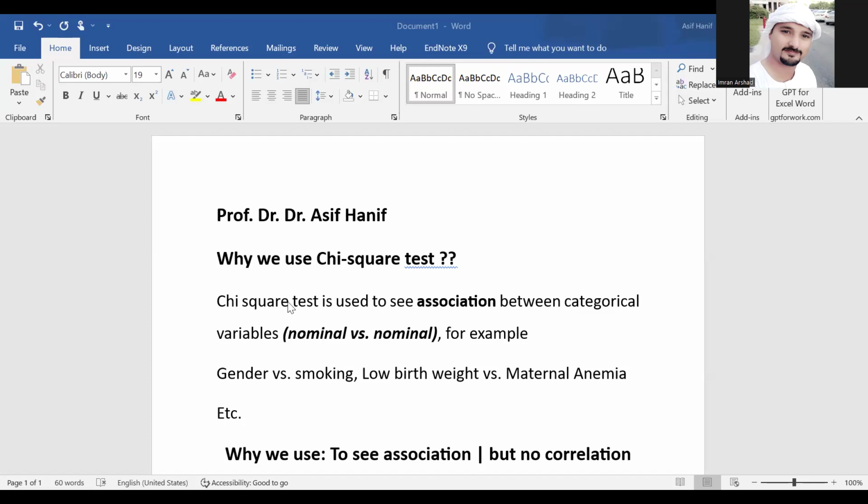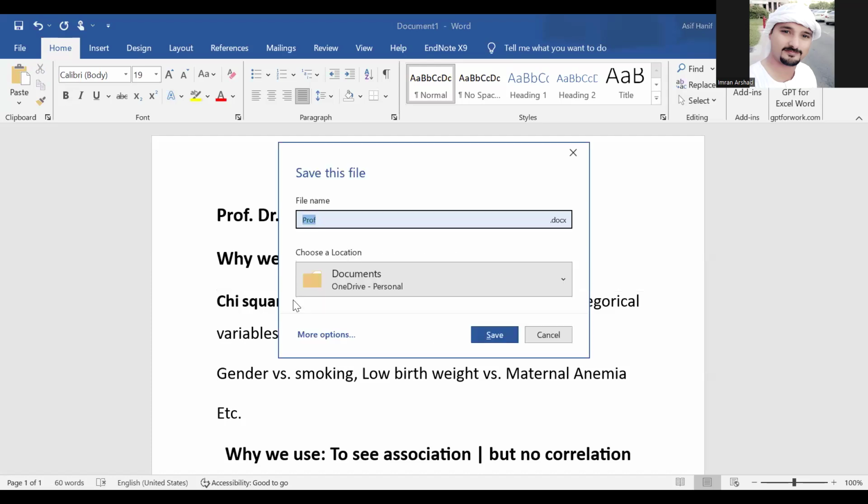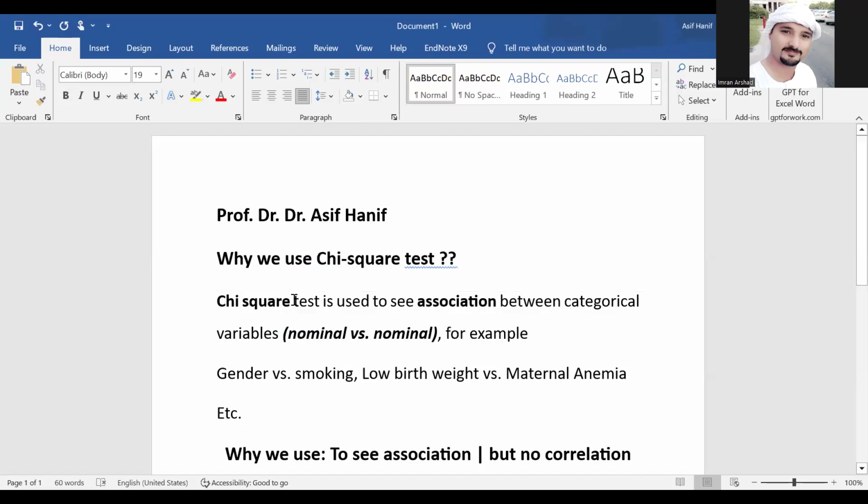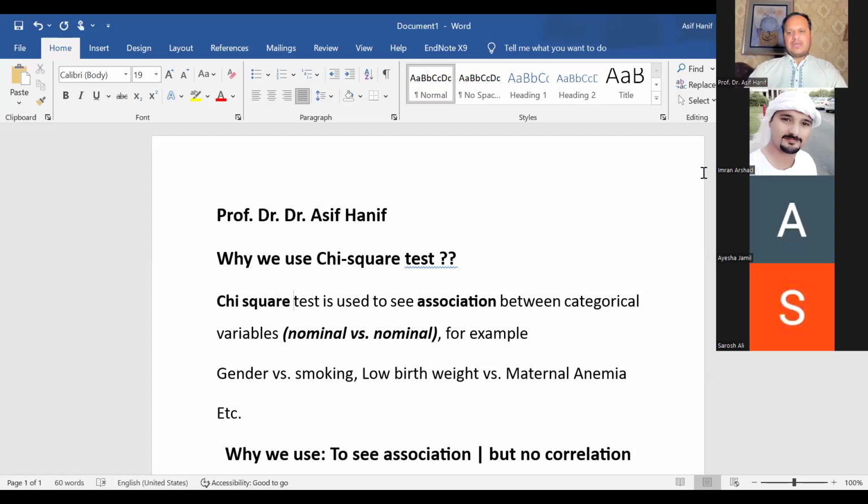But the issue is that the chi-square test has certain limitations, certain checklists, certain requirements. When those requirements are fulfilled, then we will apply the chi-square test. Otherwise, there are more tests available. We will see the conditions as well, and we will apply the relevant statistical tests.